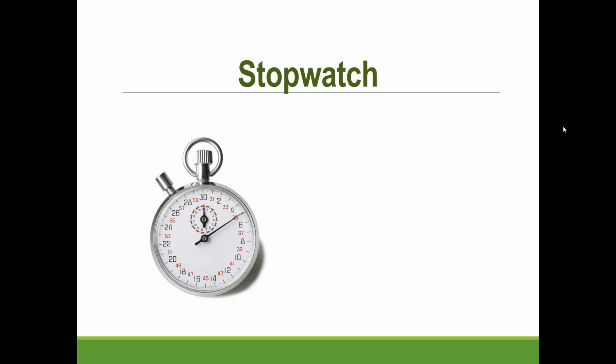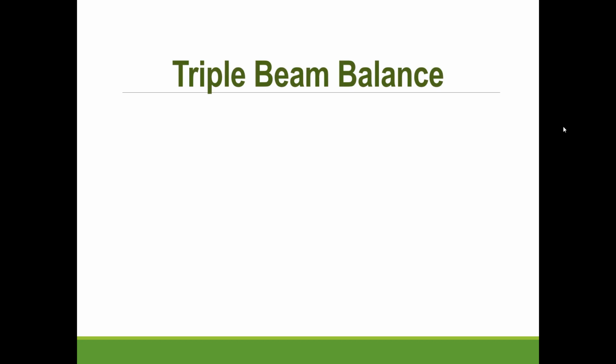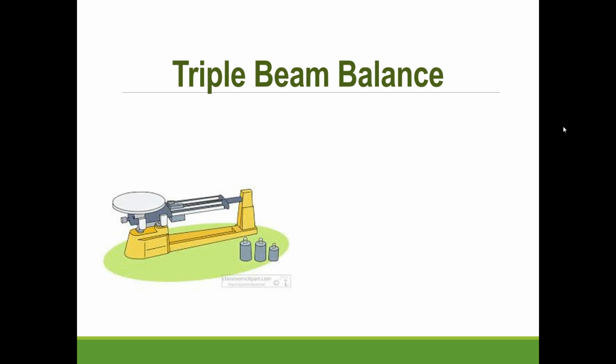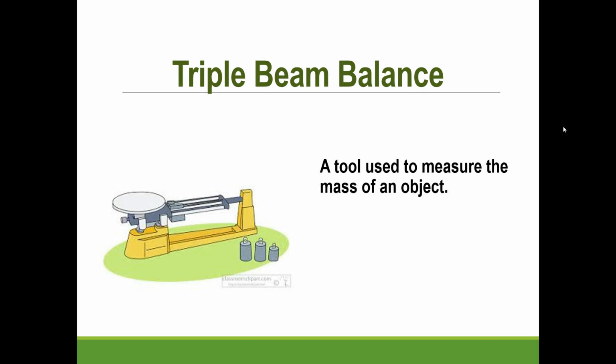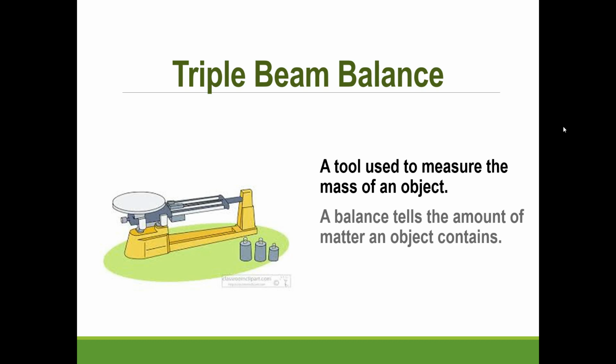Stopwatch. So this is what it looks like sometimes; obviously we have them on our phones, a lot more electronic ones now. And it's just a tool used to measure time. Triple beam balance. This is a cartoon of one. I'm sure you've seen one before, and it just measures the mass of an object. And a balance tells you the amount of matter an object contains as well. So when you find the mass, it equals the matter.